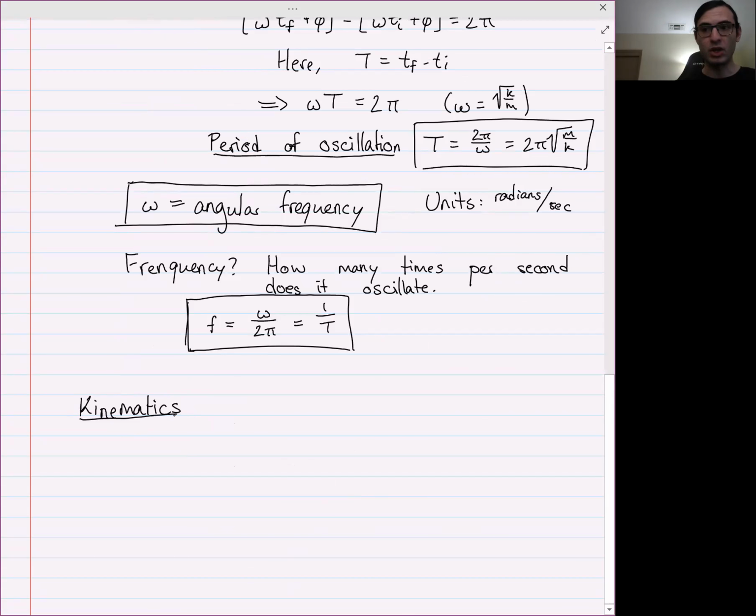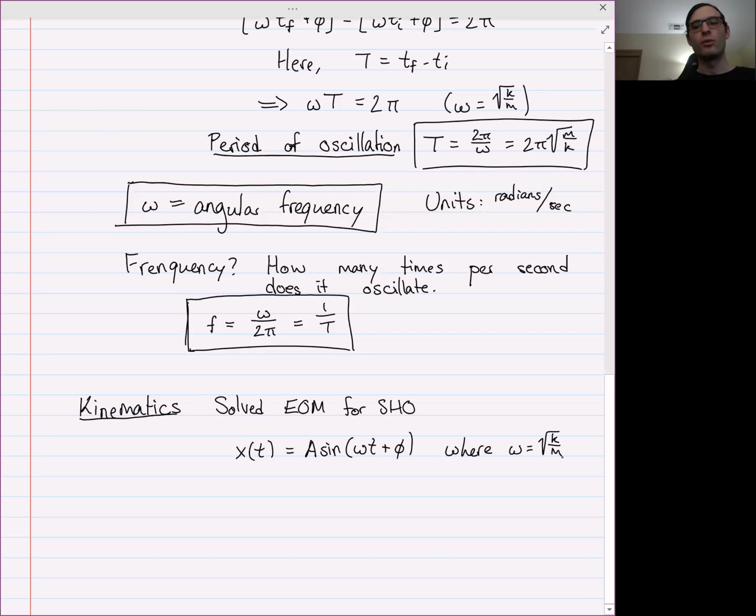So on Friday, we solved the equation of motion for the simple harmonic oscillator to give us this equation. This is, again, just a refresher. x of t equals A sine of omega t plus phi. And in this case, omega is the square root of k over m.